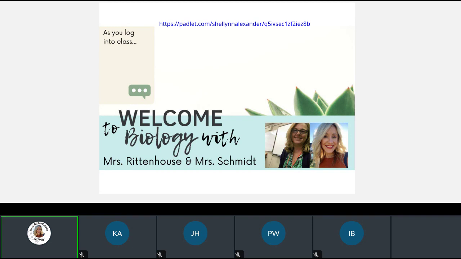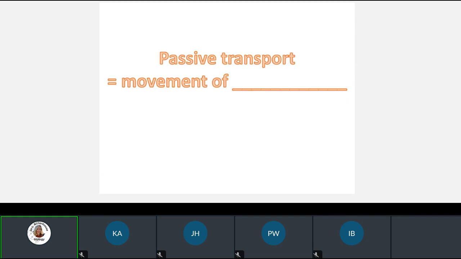Awesome. Great job. So we talked about yesterday. Who remembers what we talked about yesterday? Anyone? Passive transport. Good. Passive transport equals what? The movement of what? Yes, the movement of molecules. Somebody throw that up on the board. The movement of molecules without energy. Good. I love it.